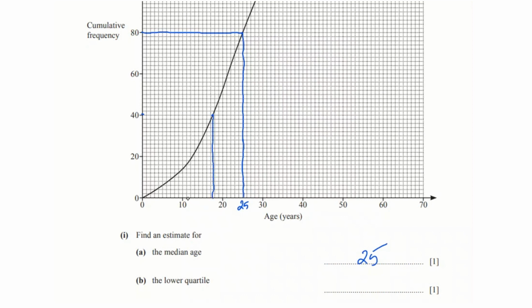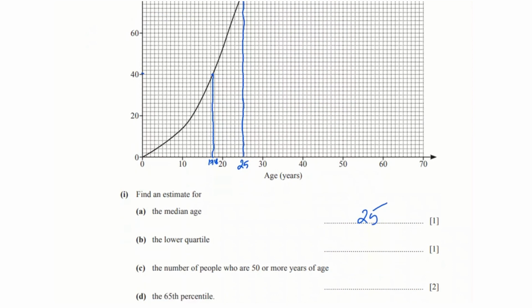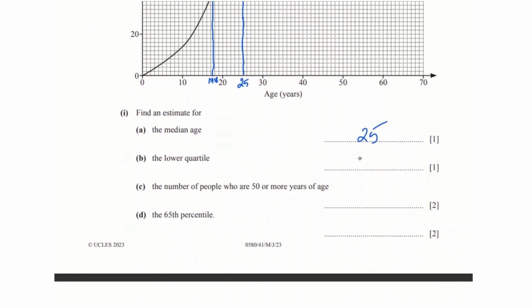Somewhere over here. 11, 12, 13, 14, 15, 16, 17. Somewhere in between 17 and 18. Persons. It is age in years. So here you will write the lower quartile. 17.